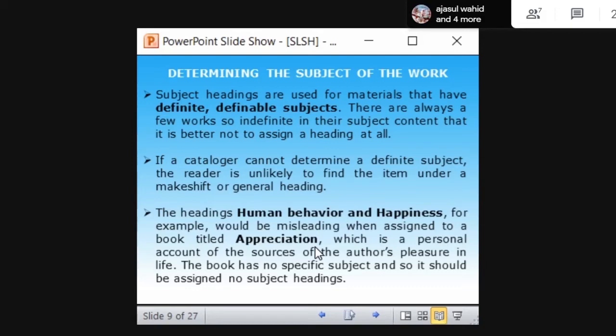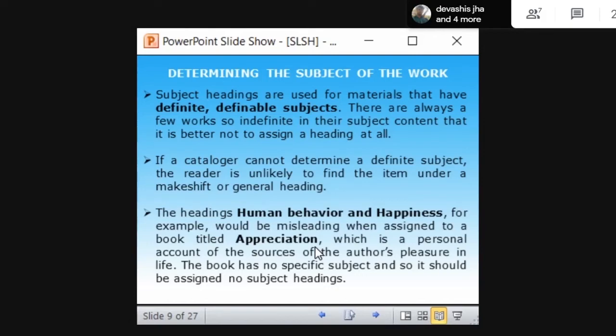You know what chemistry is, chemistry is defined, right? You know what library science is, it is defined. It has to be a definable subject. So for that, subject headings are used. In some cases the works will be indefinite. In their subject content, it's better not to assign any heading at all. That is the general advice we are giving. If the subject is definable and definite, subject headings can be used.